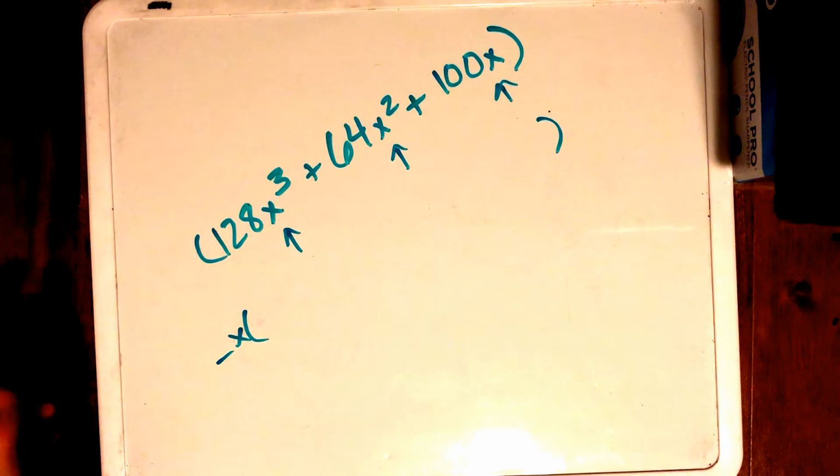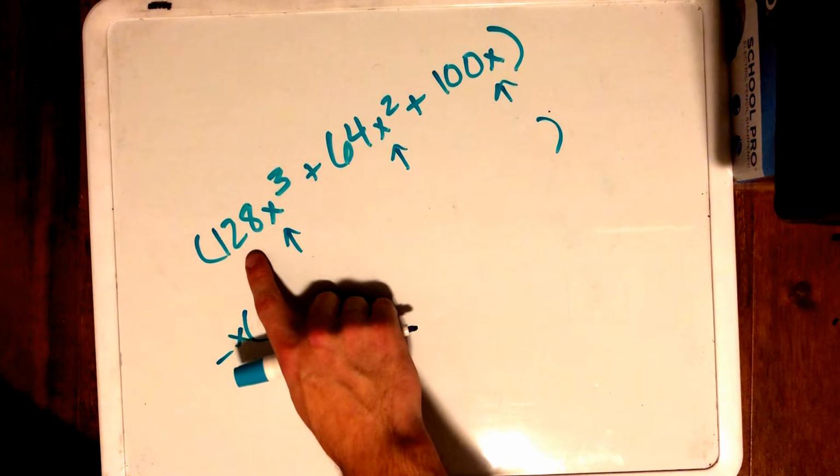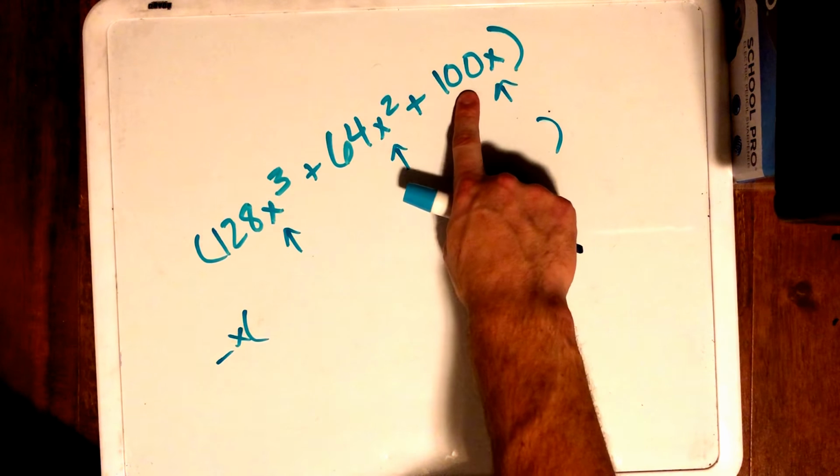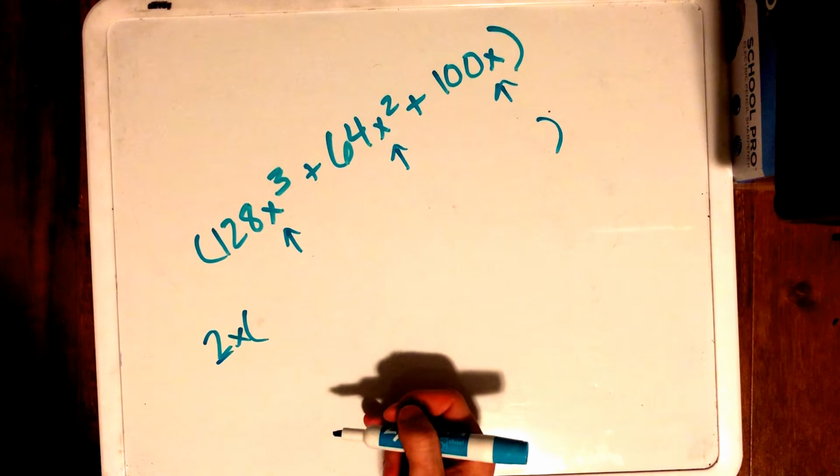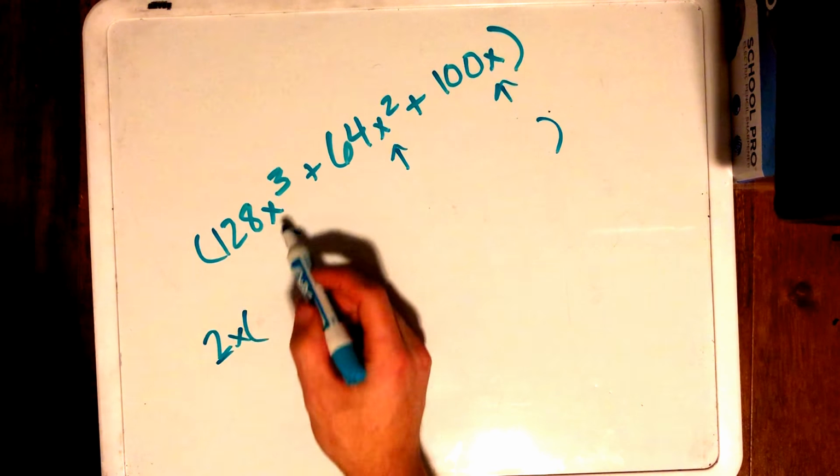The way that I would approach this problem is I would say that each of these terms is even, so I know that I can pull out a 2. That's just what I do: I pull out a 2 to start. And then I also pulled out an x.